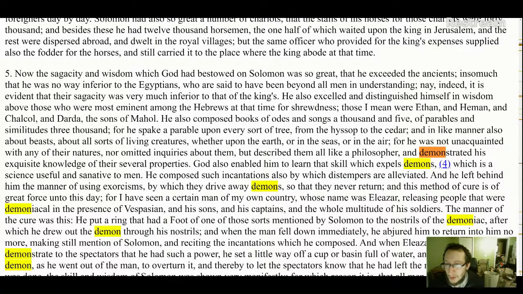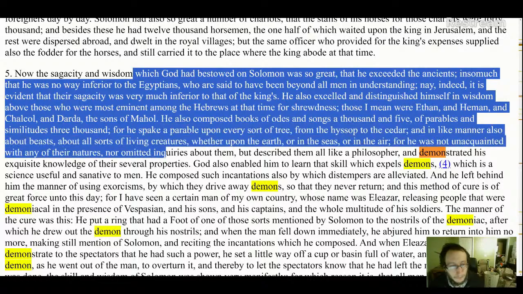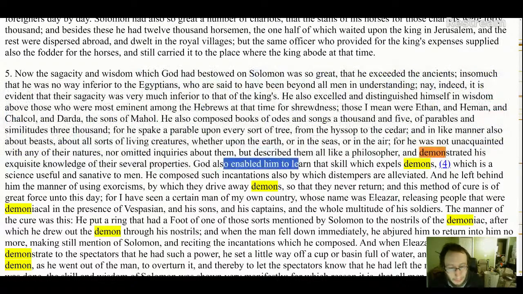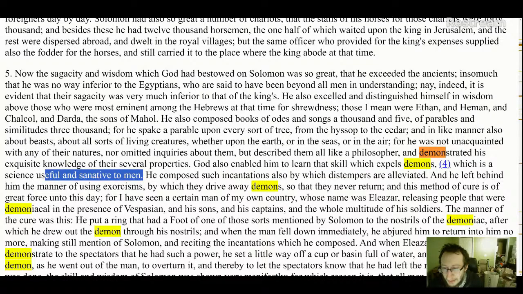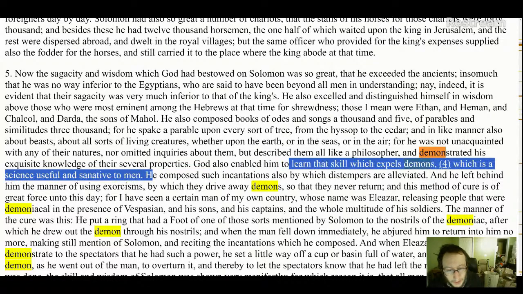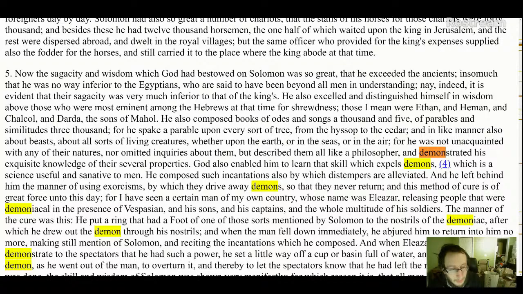It says, so this is talking about Solomon right here: God also enabled him to learn that skill which expels demons, which is a science useful and sanative to men. He composed such incantations also by which distempers are alleviated. He left behind the manner of using exorcisms, by which they drive away demons, so that they never return. And this method of cure is of great force unto this day.